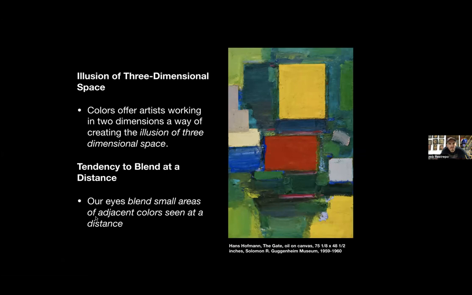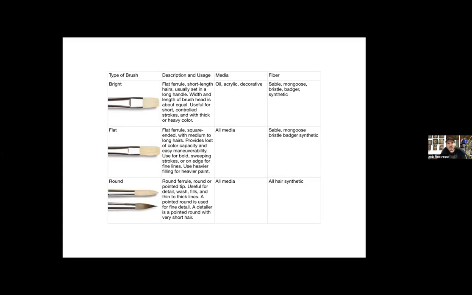If you're familiar with Hofmann, he developed the idea of push and pull, which you can see here. Basically, he's using the primary colors and then secondary colors to convey space and carve out depth. But we also see a tendency to blend colors at a distance. I'm not sure if I have an example here of Seurat's. I can't remember if I included it, but nonetheless, it's included in the movement pointillism.